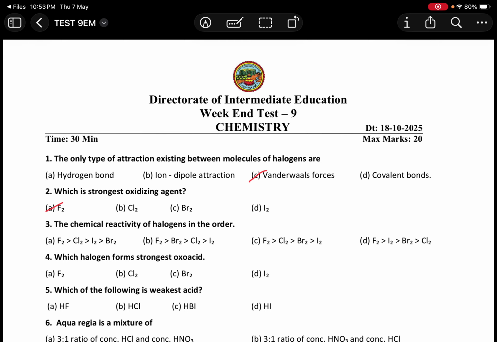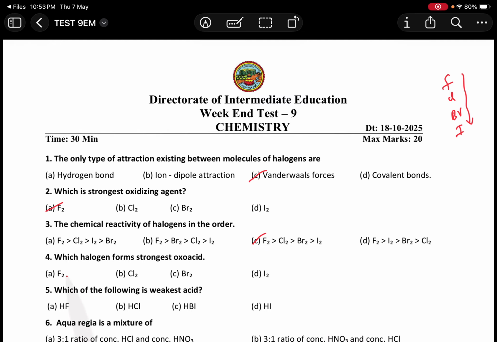Third one, the chemical reactivity of halogens is in the order. In the case of halogens, fluorine, chlorine, bromine, iodine, from top to bottom, electronegativity decreases and atomic size increases. So chemical reactivity also decreases from top to bottom: fluorine, chlorine, bromine, iodine. So option C is the correct one.